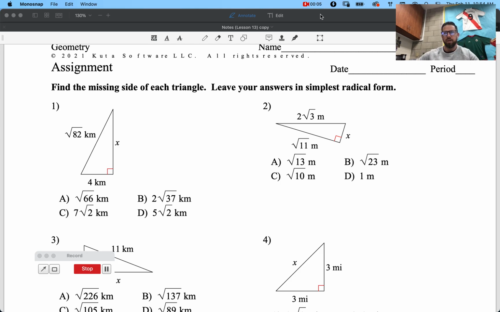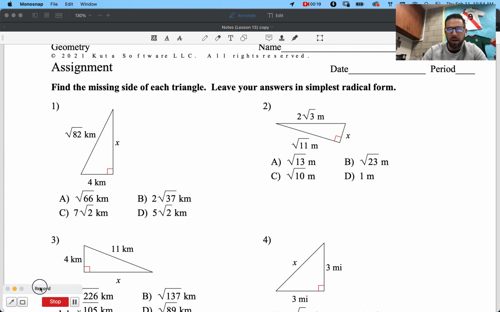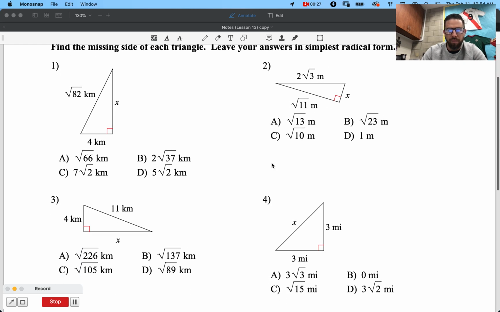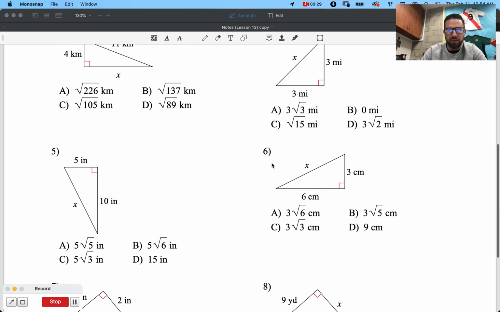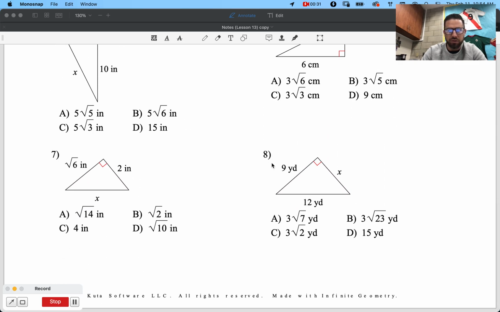It is time to start putting it all together. Okay, so you can see we've got right triangles here, right? And it says find the missing side of each triangle. So that means we've got that Pythagorean theorem. But you can also see now that we've got some radicals here, which are going to make things a little interesting. All right, definitely dicey, definitely interesting.